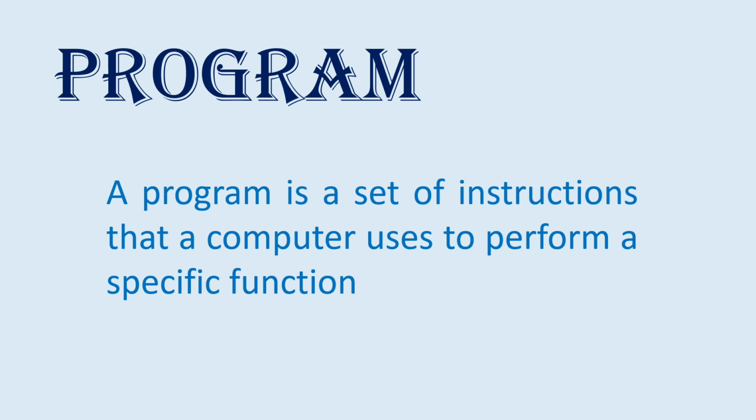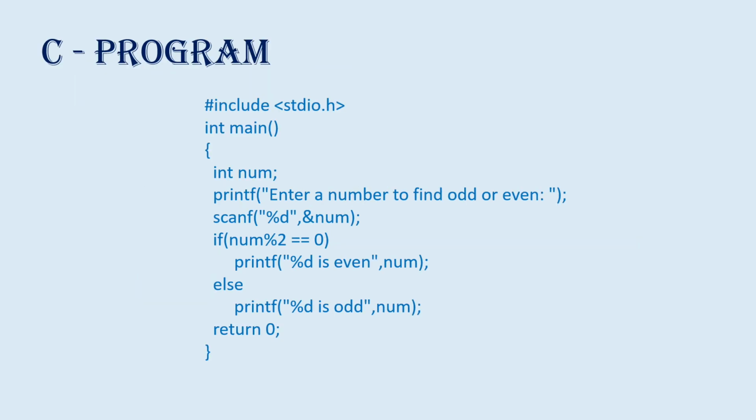We're going to see what is a program. A program is a set of instructions that a computer uses to perform a specific function. This is the C program to find whether a number is odd or even. First, we are declaring num as an integer. We use printf and scanf functions to get the input number from the user.